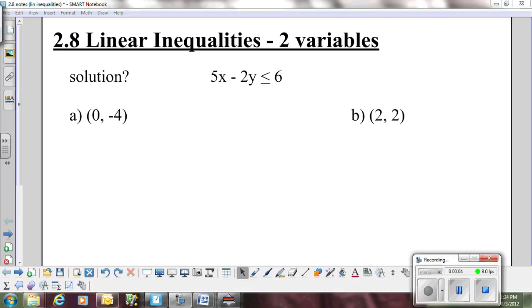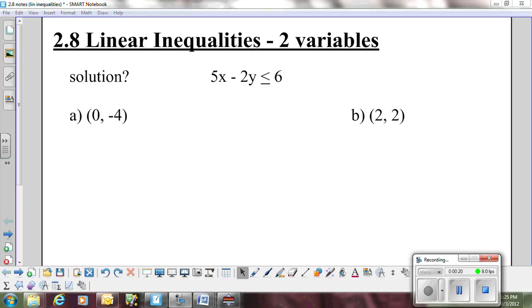2.8, linear inequalities in two variables. What two variables are we generally talking about? X and Y. Now, the first thing we have to remember, and most of this should be reviewed, you've seen this before.